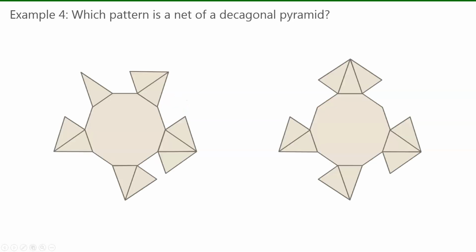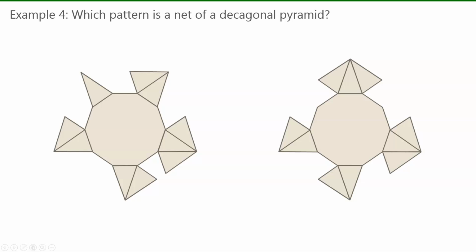Example 4. Which pattern is a net of a decagonal pyramid? When looking at the pattern on the left, we can see that this side will touch here, this side will meet here, this side will meet here, and these two sides will meet in the same spot, so it looks like an overlap will be created. Right here, we'll notice that there's no side to meet here, which means there's a hole in the object.